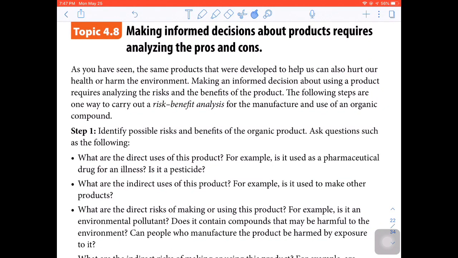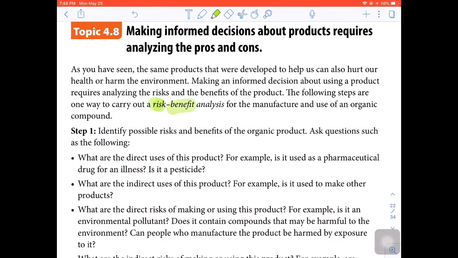At the end of the day, when we make something, the reason it's being created is because it has some benefit for either a small part of the population or a big part of the population. The problem is, with most things in life, there's going to be some amount of risk that comes with that. And what we always have to do is balance and say, is there more risk than benefit, or more benefit than risk?